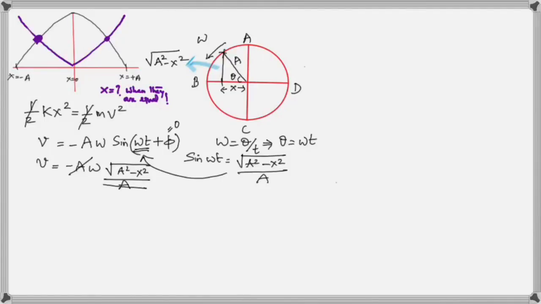So what is the formula for velocity? Velocity is negative omega root A squared minus x squared. That's it, isn't it?